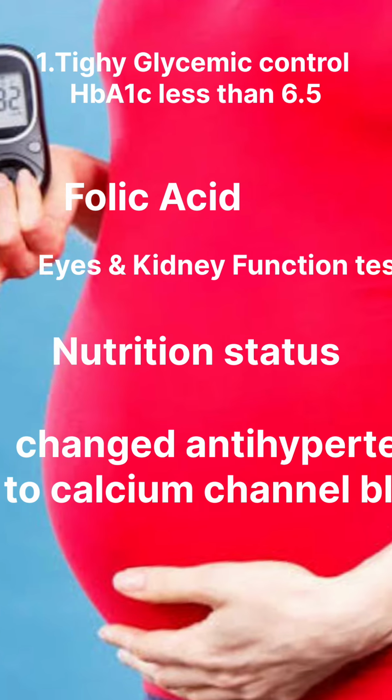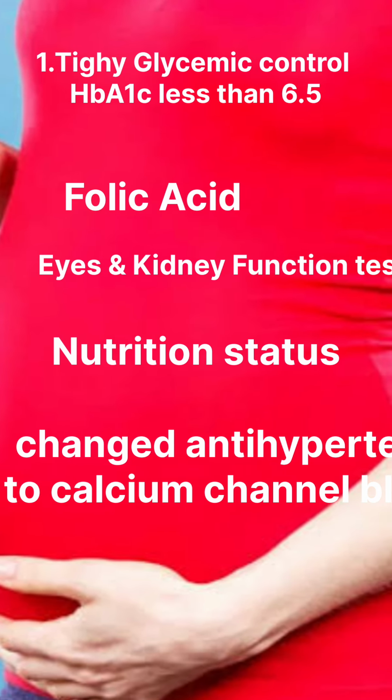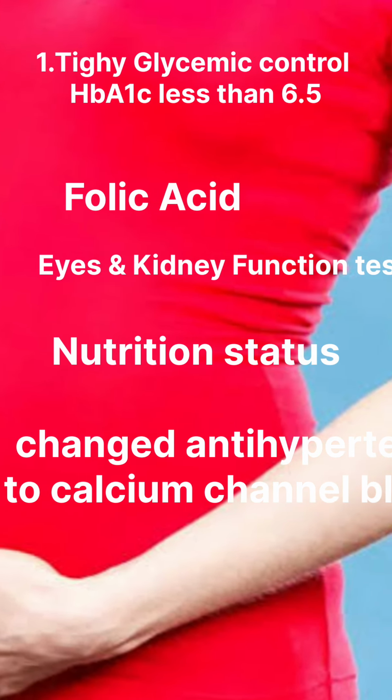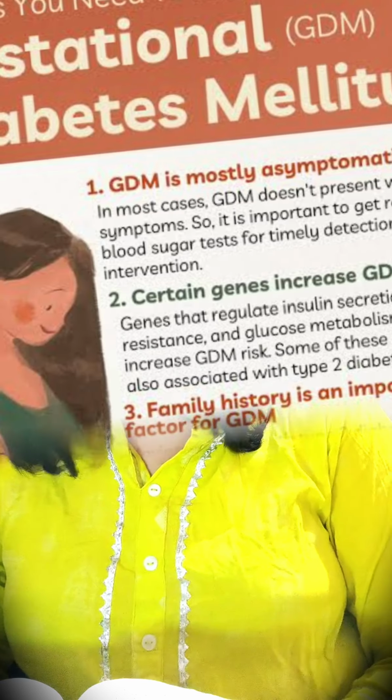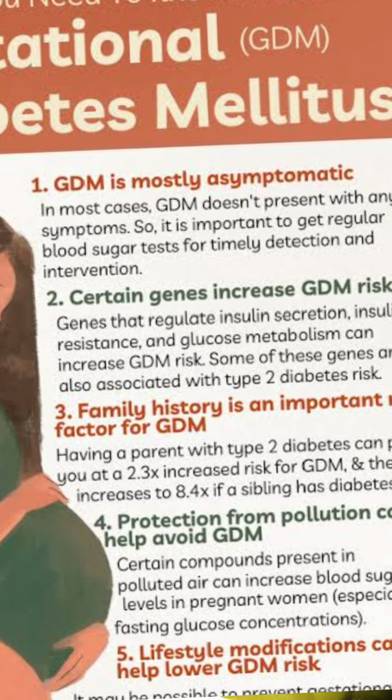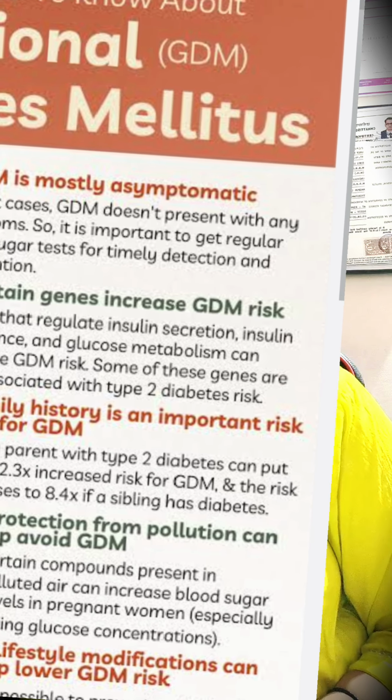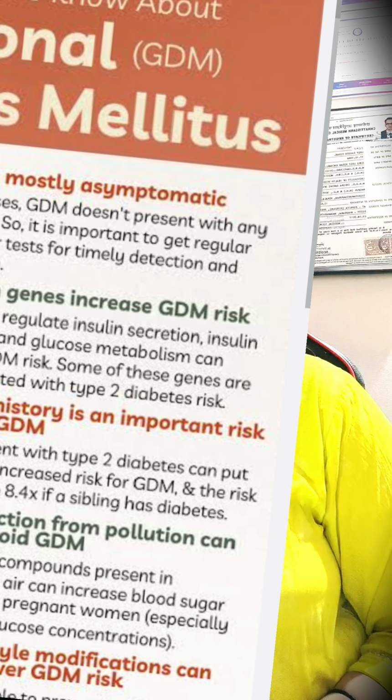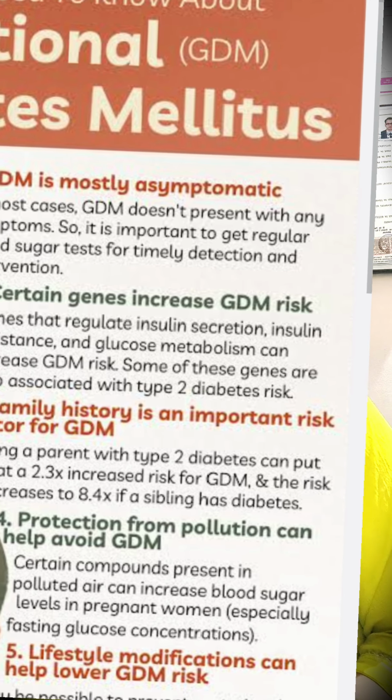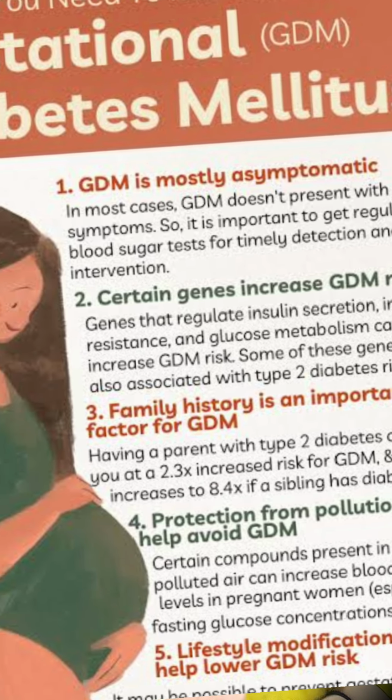Maternal and fetal surveillance during pregnancy should ideally be done by an obstetrician and a physician. That's all about pre-gestational diabetes. Now let's talk about gestational diabetes mellitus, also known as GDM. Glucose intolerance of any severity detected for the first time during pregnancy is termed gestational diabetes mellitus.